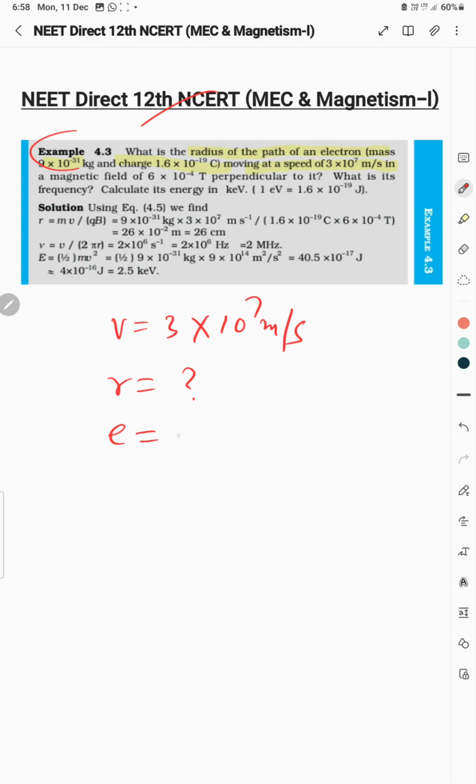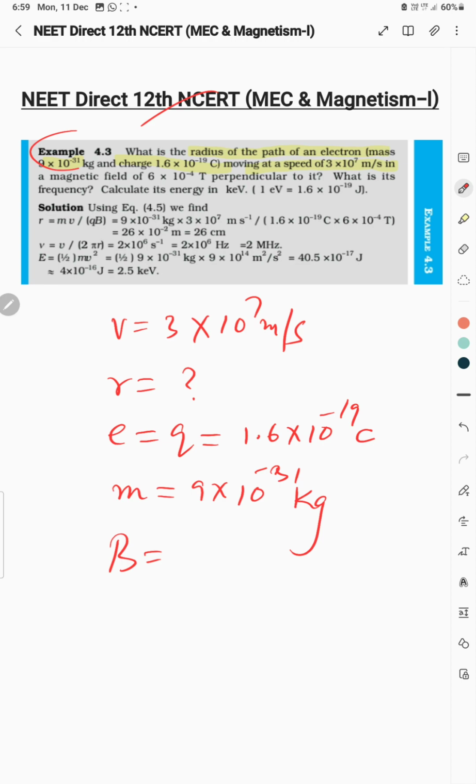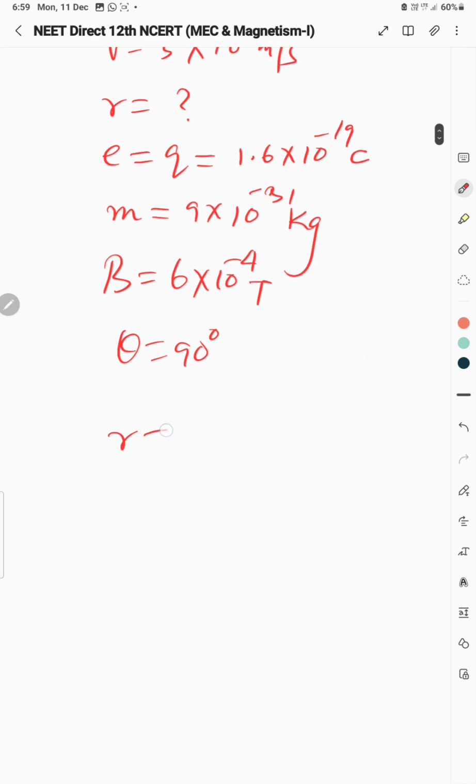हमें चार्ज पता होता है, which is हम जनरली Q लिखते हैं, but यहाँ पे e है 1.6 × 10^-19 coulomb, और mass कितना है उसका 9 × 10^-31 kg. All right, and the magnetic field strength is given to be 6 × 10^-4 Tesla. Perpendicular to it, that is theta is 90 degree. Very simple, it is Q by M into B होता है omega.